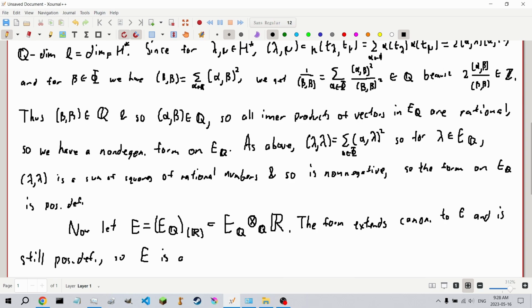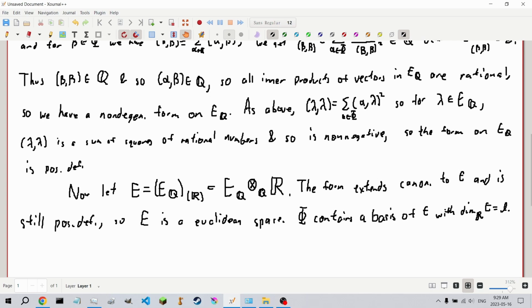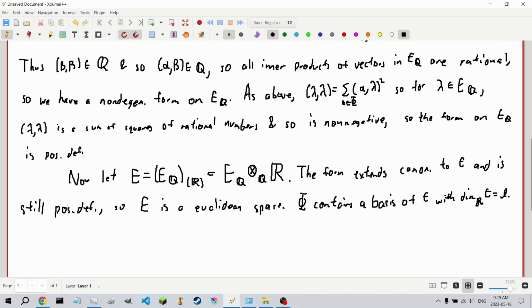E is a Euclidean space. Our root system contains a basis of E, with the real dimension of E still being our L. And we have this all in a theorem.